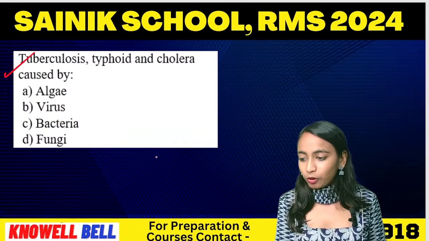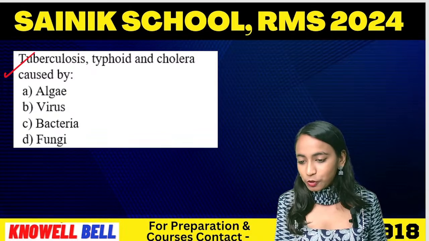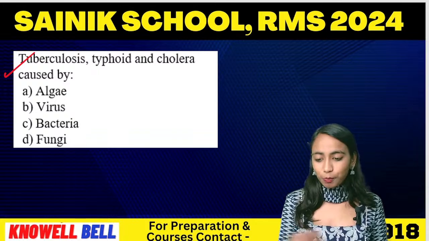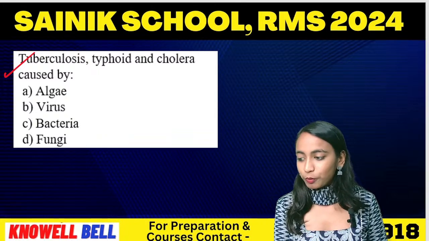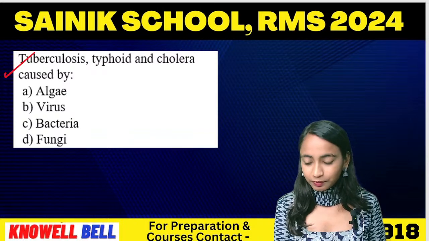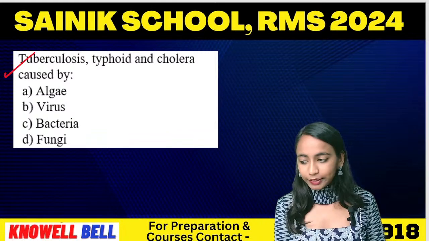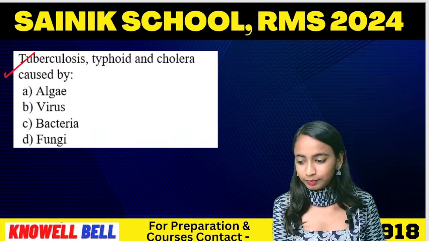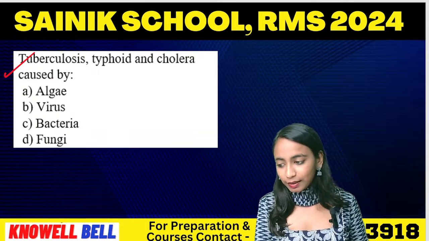The next one, tuberculosis, typhoid and cholera किसके थ्रू कॉज होते हैं? The three diseases, tuberculosis, typhoid and cholera, they are caused by which microorganism? Algae, viruses, bacteria or fungi? Good. 11 of you have marked correctly here.